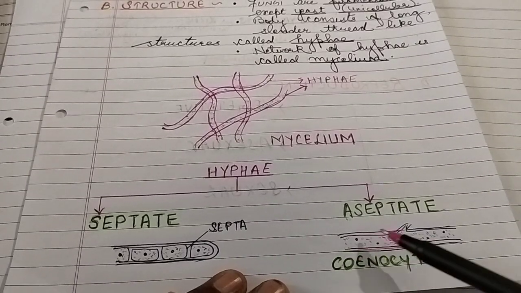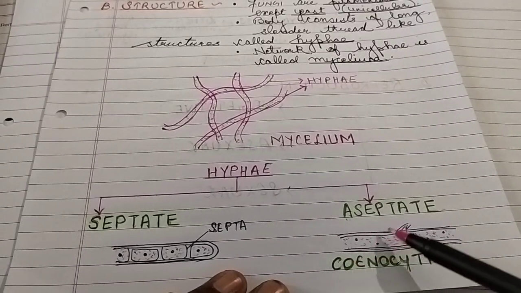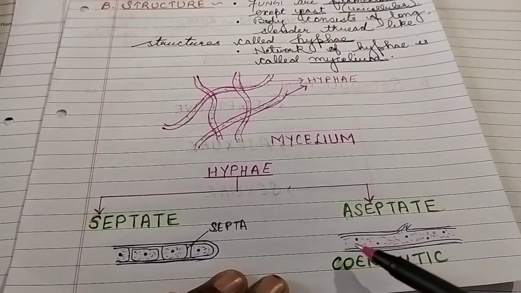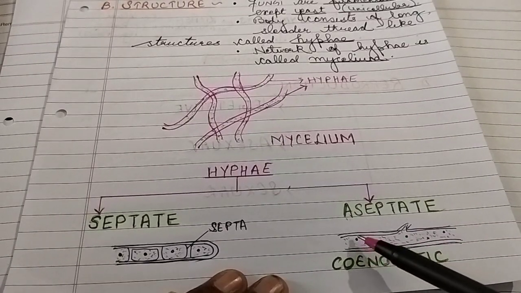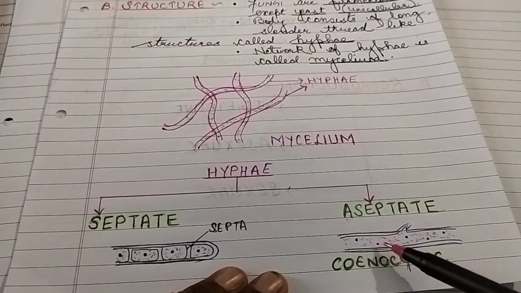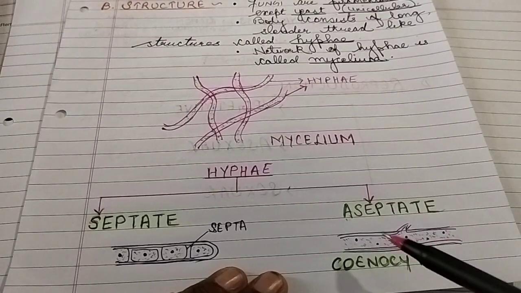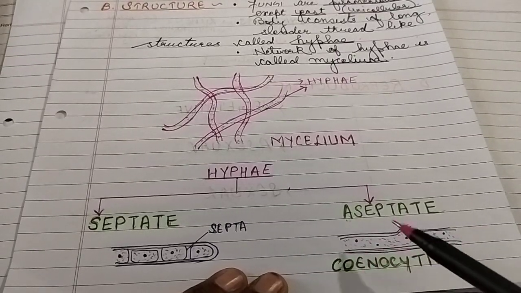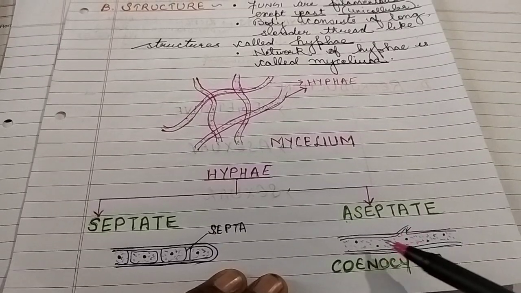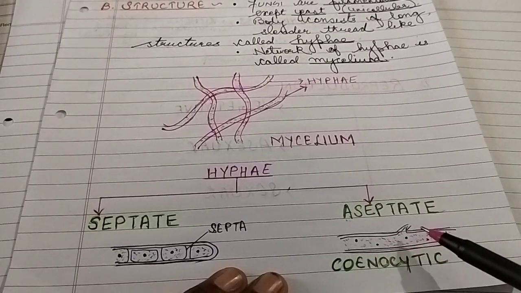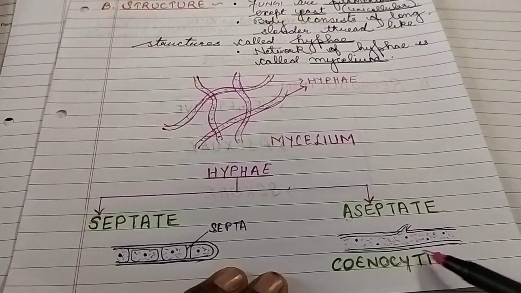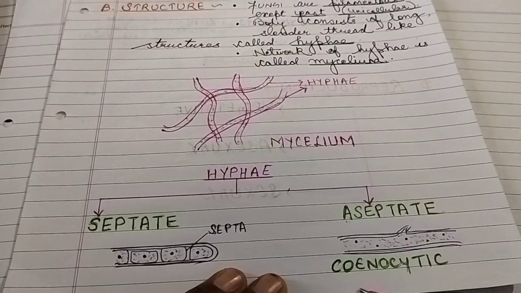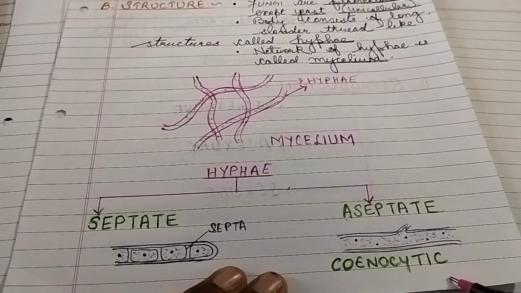In the other type of hyphae, which is aseptate, that means without septa, you can see here the hyphae is continuous. No septa means no partition, no compartmentalization, and so it is a continuous hyphae. And in this case, the nuclei are seen here. See, these are nuclei, and this gives it a multinucleate condition. As there are no partitions, you can see many nuclei in a portion of hyphae. This multinucleate condition is known as cenocytic condition.